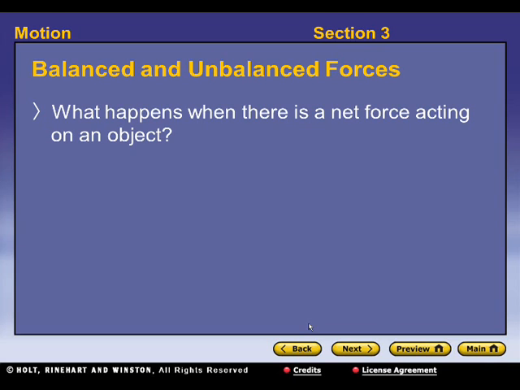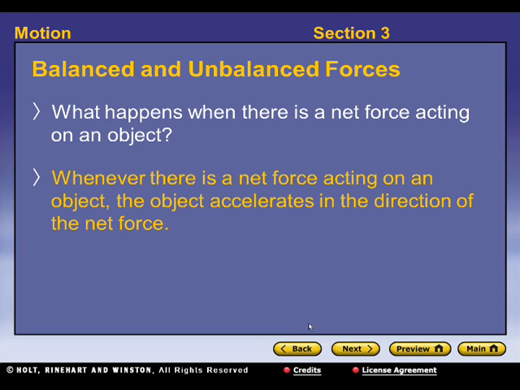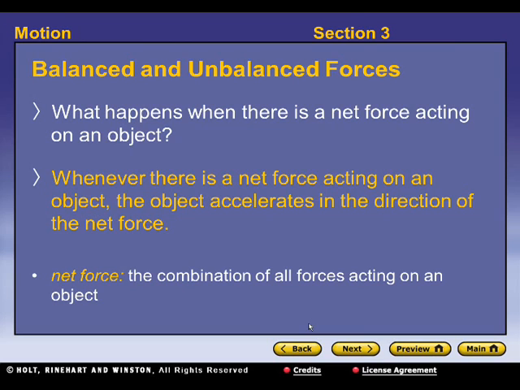So balanced and unbalanced forces. So what happens when there is a net force acting on an object? Whenever there's a net force acting on an object, the object accelerates in the direction of that net force. And to define net force, it's the combination of all the forces acting on an object.